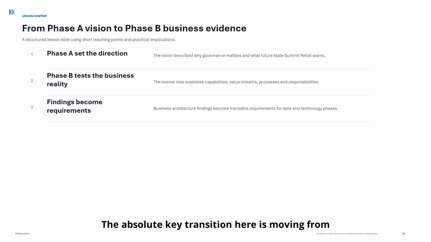The absolute key transition here is moving from strategic ambition to hard business evidence. Phase A might boldly state that Summit Retail Group needs trusted product and customer data, but Phase B asks exactly where those data problems appear in actual business work, whether that's product onboarding, pricing, customer service, campaign management, store operations, or finance reporting.